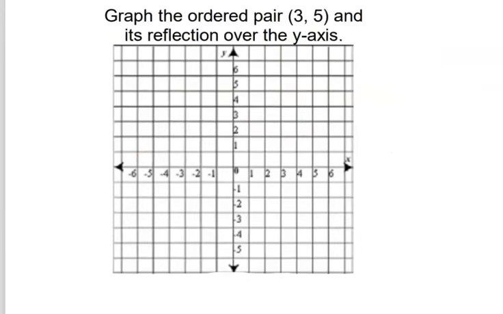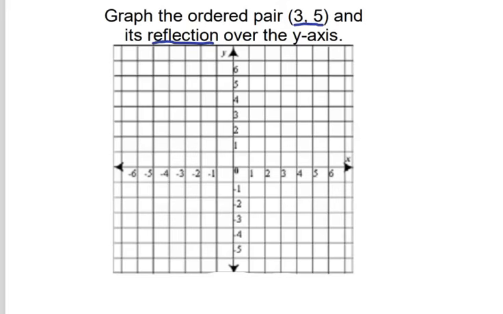Graph the ordered pair (3, 5) and its reflection. Okay, reflection is kind of like looking in the mirror, right? If you get closer to the mirror, you get closer to your own face, right? If you get further away from the mirror, you get further away from your own face. So that's kind of how reflection works.